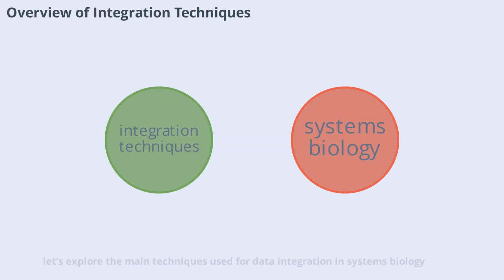Now let's explore the main techniques used for data integration in systems biology. These methods can be broadly categorized into three groups: early integration, intermediate integration, and late integration. Each approach has its own advantages and is suited to different research questions. In the following scenes, we'll break down each technique and discuss how they work in practice.